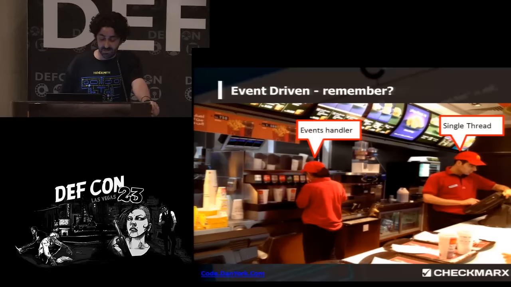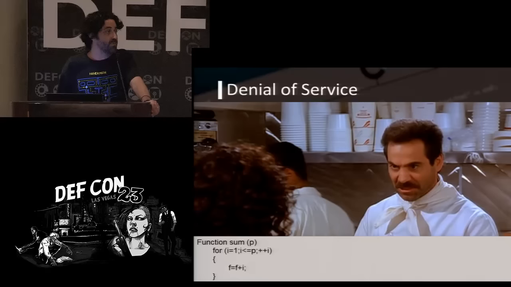So let's try and see that in action. We're going back to this image here. Imagine the guy who has the single thread on his head having to do a lot more work before he moves on to the event handler. That would create a huge queue and a huge delay in people getting their food. The same thing goes for Node.js. I'm going to show you a quick sample of denial of service.